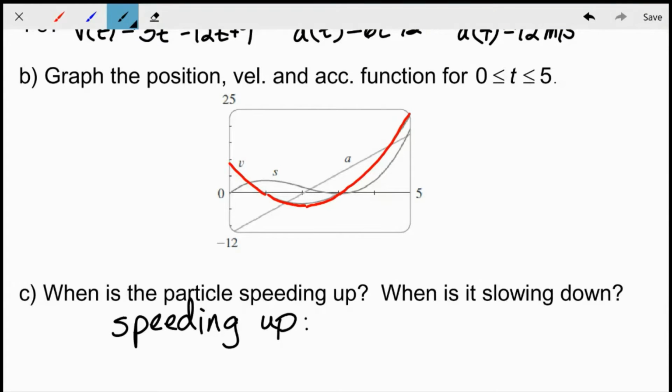So on my graph, when I go through and take a look at the intervals here, remember speeding up was when the velocity was getting further from 0. So that's happening from interval from 1 to 2, and then also over here from time interval from 3 out to 5, since our time interval ends at 5. So we'd be speeding up from 1 to 2, and then also from 3 to 5.